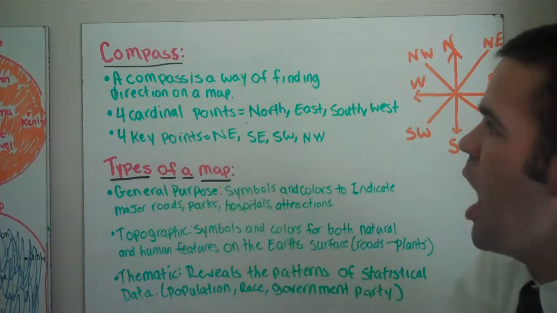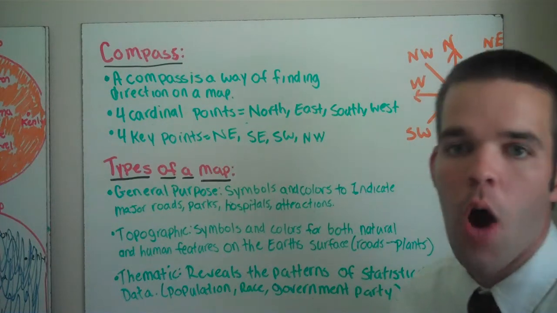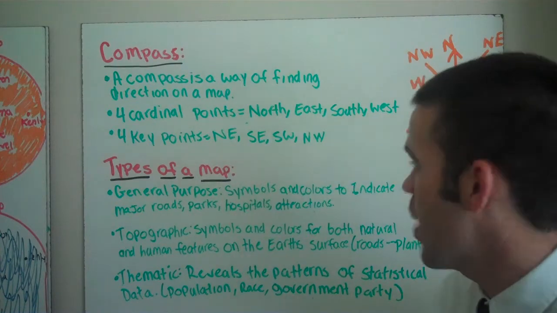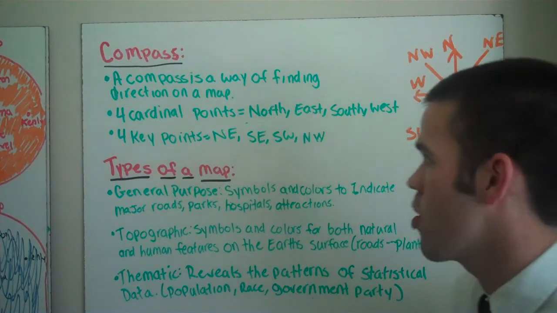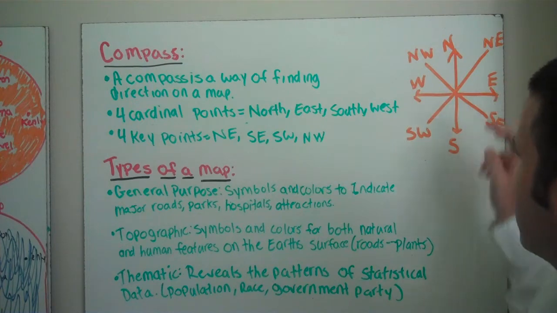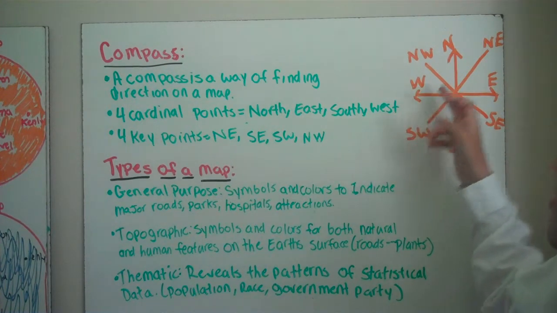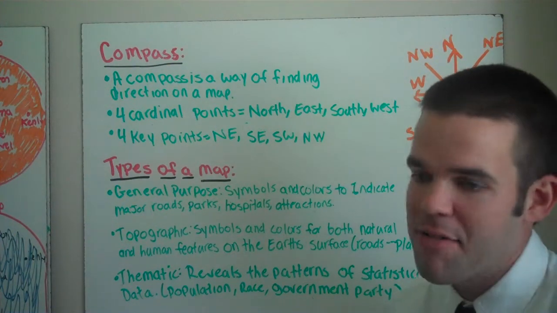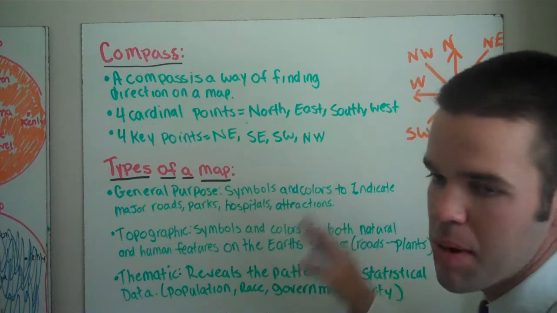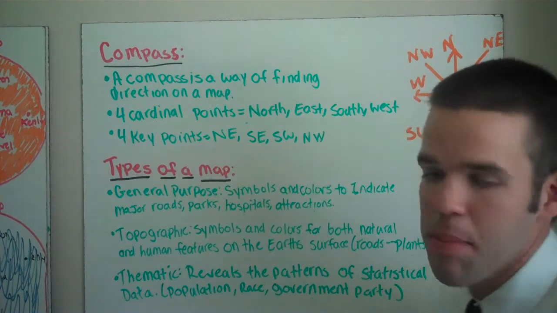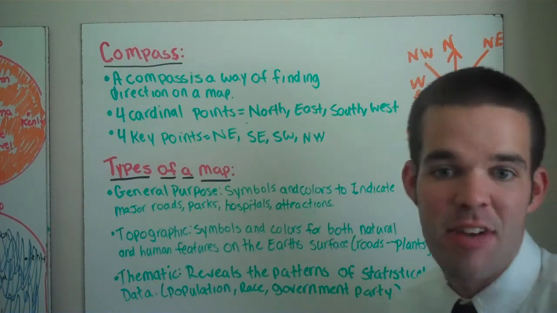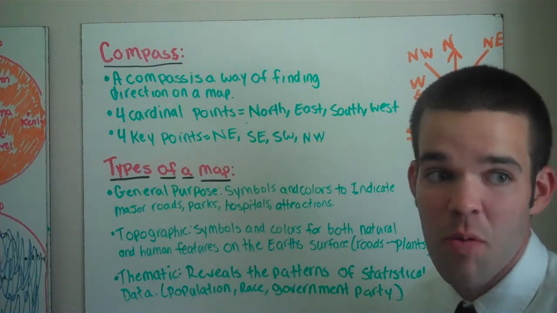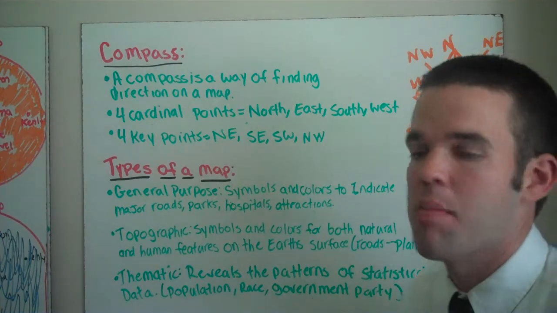The final thing that we want to talk about today is a compass and the types of maps. A compass is a way of finding direction on a map or in the real world. There are four main directions on the compass. These are known as the cardinal points. North, east, south, west. Never eat soggy waffles, never eat sour worms. I've heard a lot of different ways to remember NESW. You can come up with your own way. I like never eat soggy waffles because in reality we wouldn't eat soggy waffles to start with. So NESW is a way to remember that.